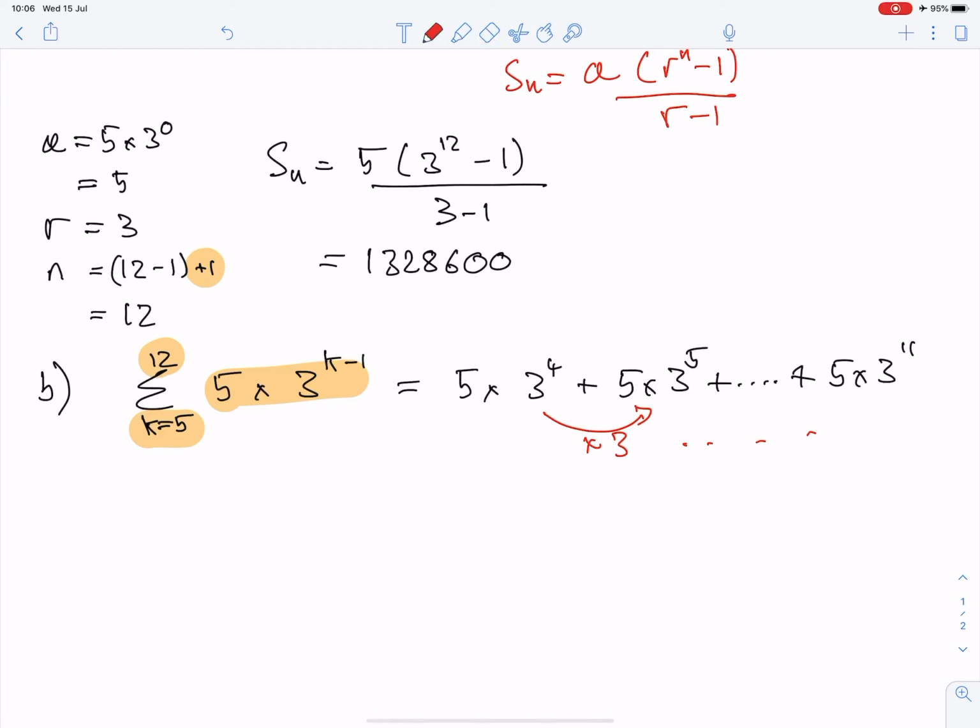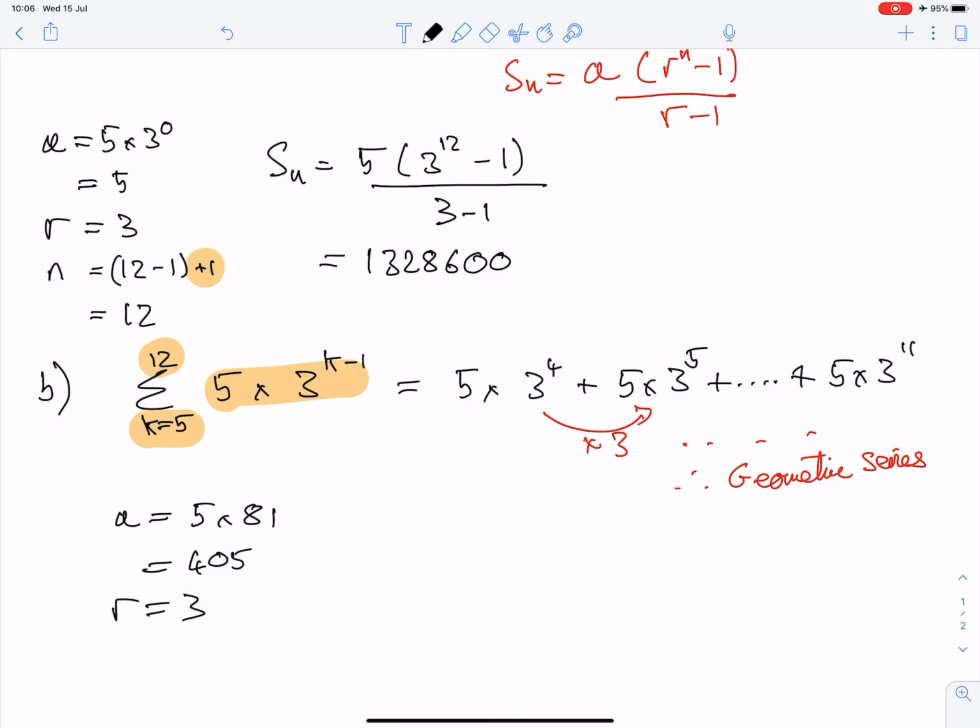Therefore it's a geometric series. So A is equal to 3 to the 4, which is 81, times 5. So 5 times 81 will be 405. R is still equal to 3.